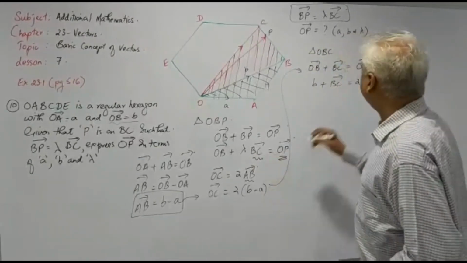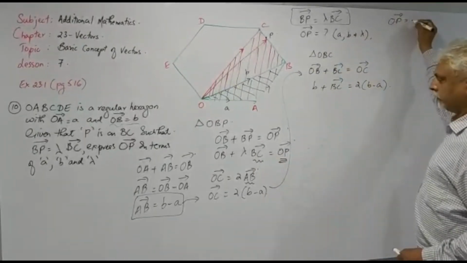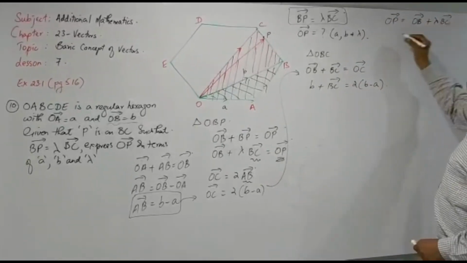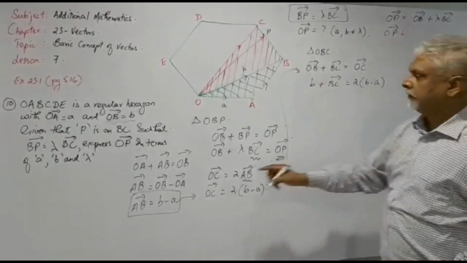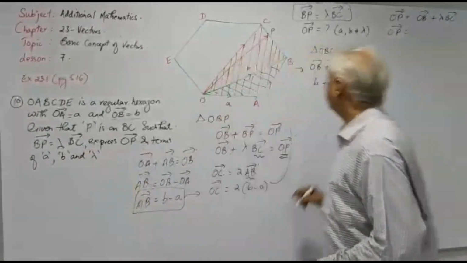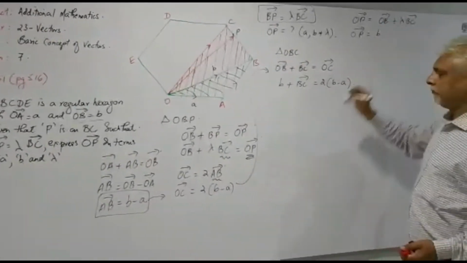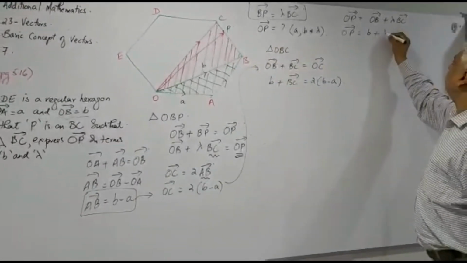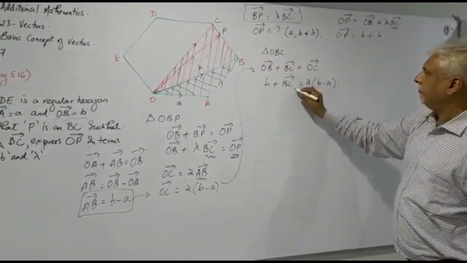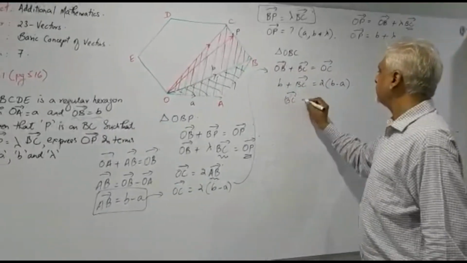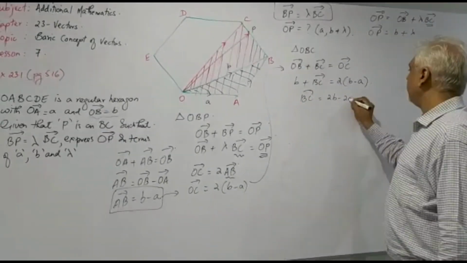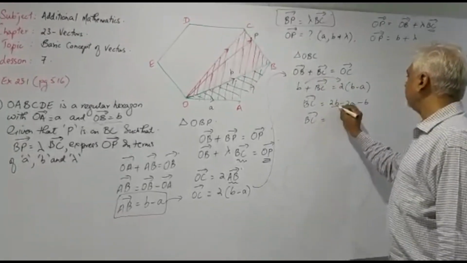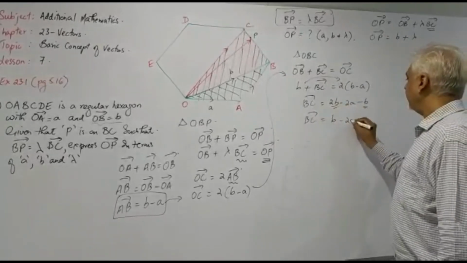From this equation, we know that OP is equals to OB plus lambda BC. We need to find OP in terms of A, B and lambda. So OB we know is equals to B, is given to us. OP is equals to B plus lambda BC. We can find the value for BC from here. BC is equals to 2B minus 2A. You shift B over here, minus B. So BC will be equals to 2B minus B, which gives you B minus 2A.